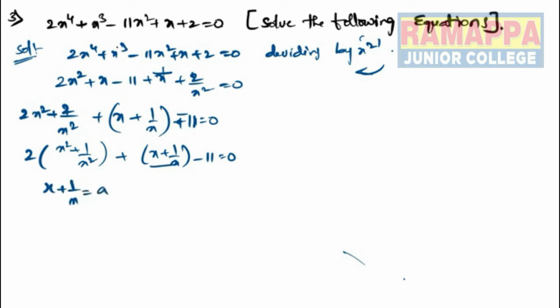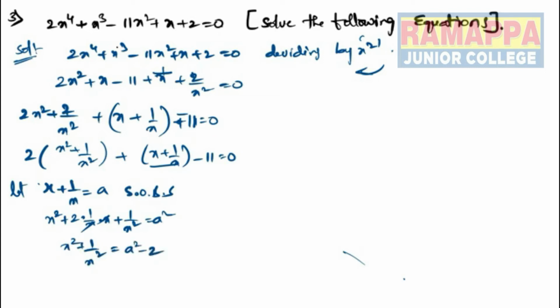x plus 1 by x, I will take as a, let. Okay, so here I'm squaring on both sides, it will become x square plus 2 into 1 by x into x plus 1 by x square is equal to a square. So these two will get cancelled, squaring on both sides. Now x square plus 1 by x square is equal to a square minus 2. This 2 will go here and it will become minus 2, and a square minus 2 we get here. So this value also we got here.